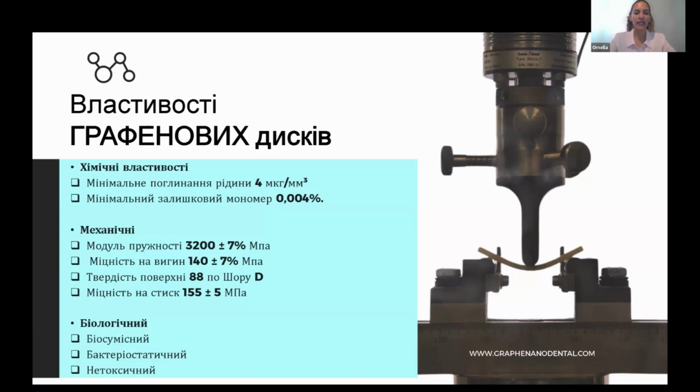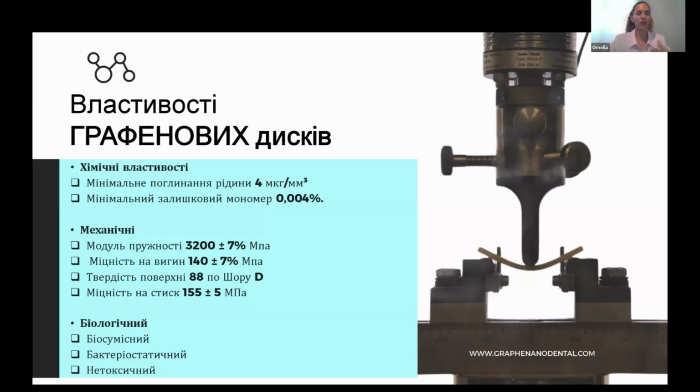So here you can see that our elastic modulus is 3,200 megapascals. When we compare with others on the market, they are around 2,000. Also in flexural strength, we have 140 megapascals, compared with others that are around 60 or 70. Okay, so you can see that thanks to graphene, we increase these mechanical properties. Also, the superficial hardness, we have 88 Shore D, and in compressive strength 155. So these will be our properties in the mechanical sector.